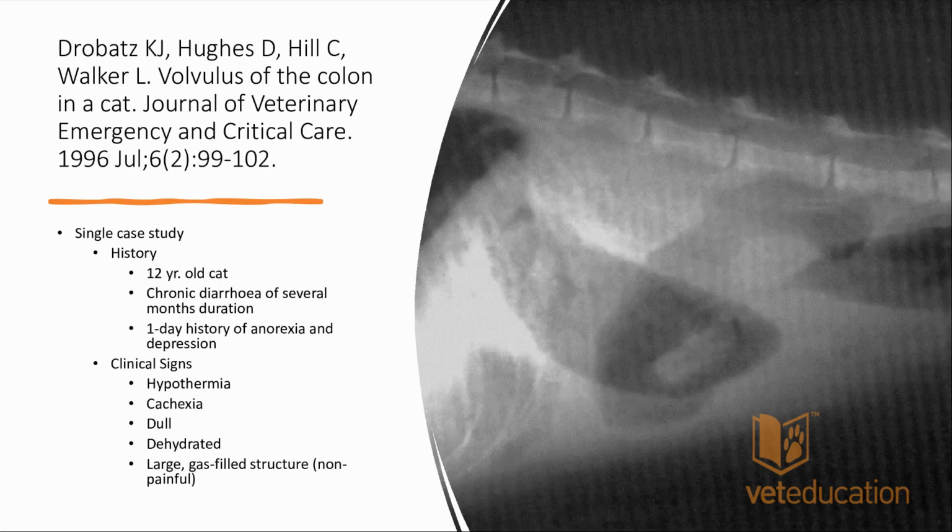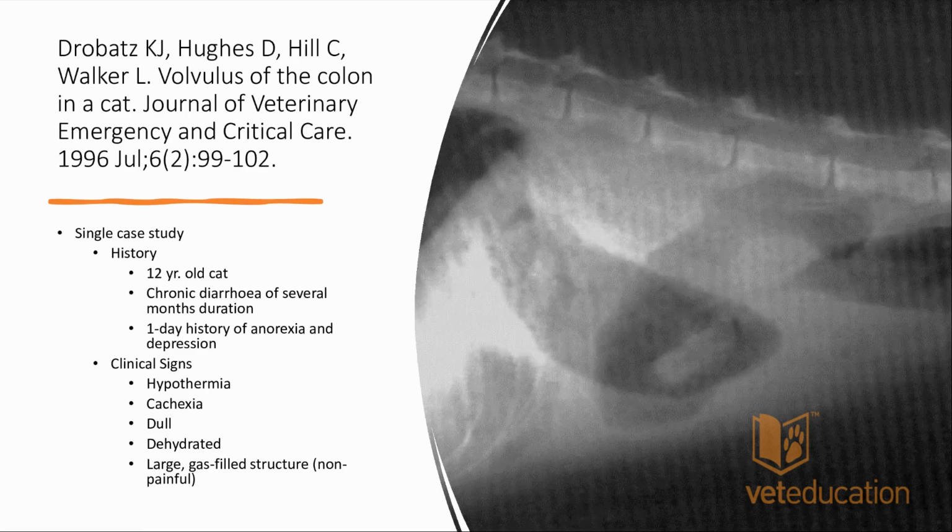However, I say that with a bit of tongue-in-cheek, because anorexia and depression is so common in these patients. And I think we need to be mindful that we might end up having to work these patients up quite intensively. The clinical signs in this cat were hypothermia, it was cachectic, so chronic diarrhea, it was dull and dehydrated, and on abdominal palpation there was a large gas-filled structure that was not painful in the abdomen.